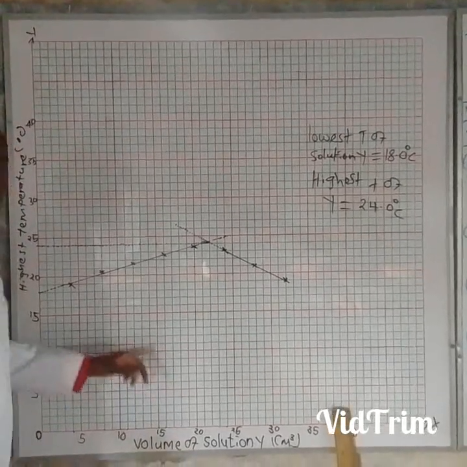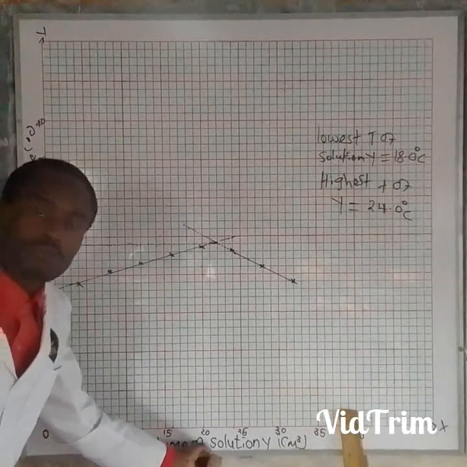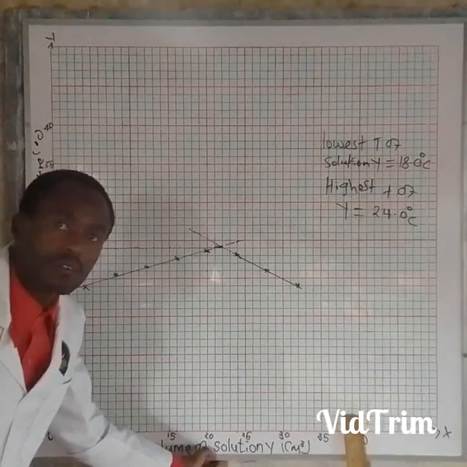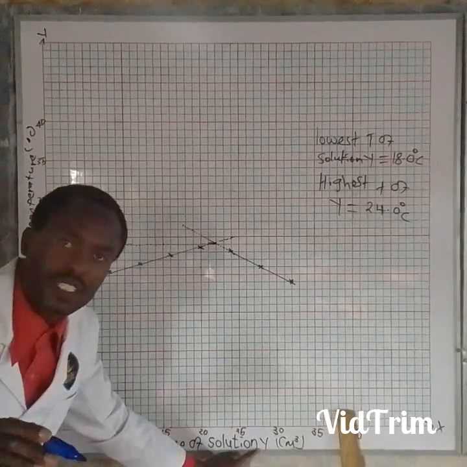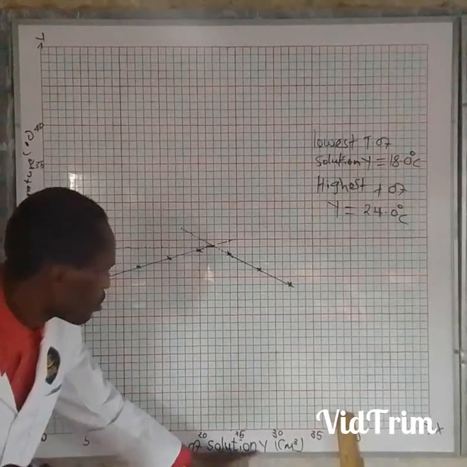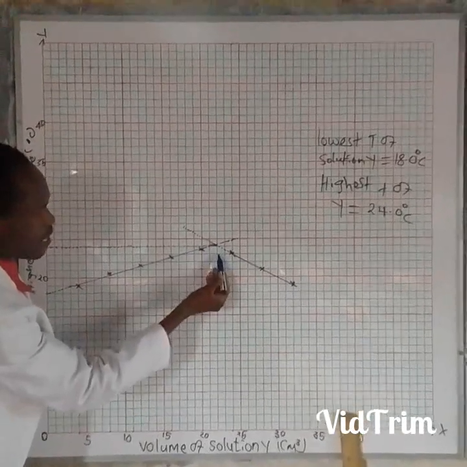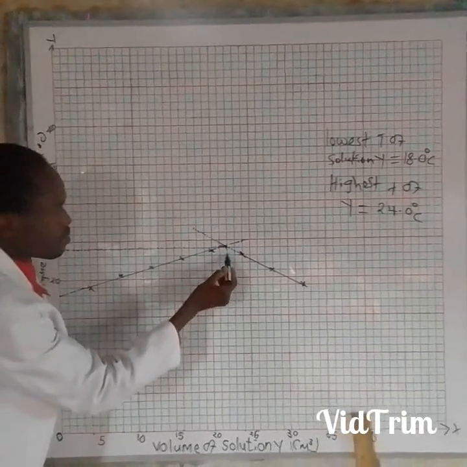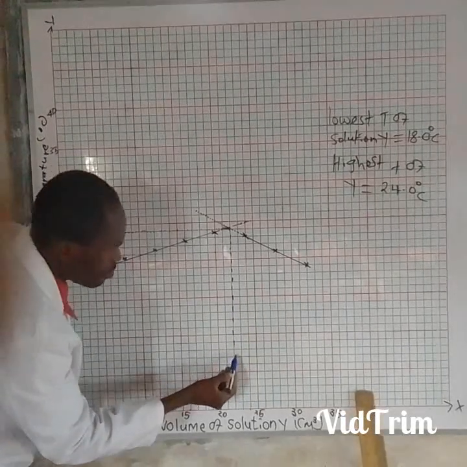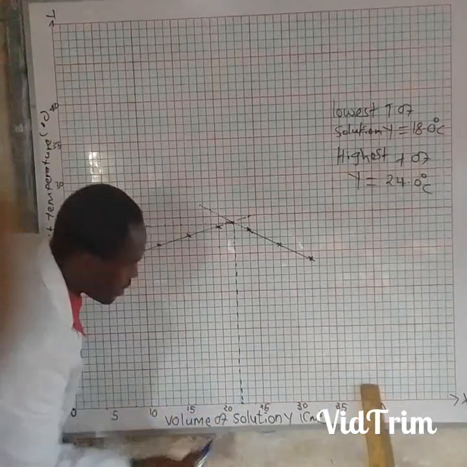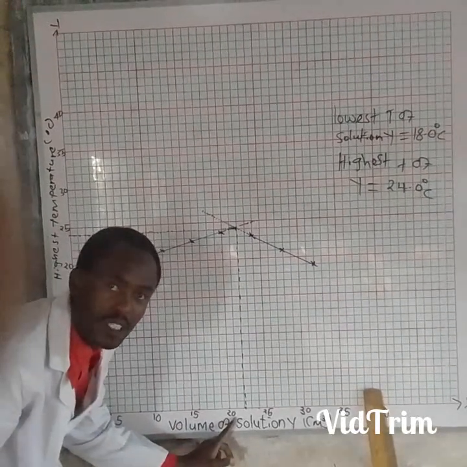Then, how do you get the volume of solution Y that completely neutralizes solution Z? That's the base. So you look at where there is the highest temperature. When you extrapolate the two straight lines to where they meet, you then extrapolate downward like this. Then you read the volume of solution Y that completely neutralizes the base, solution Z.